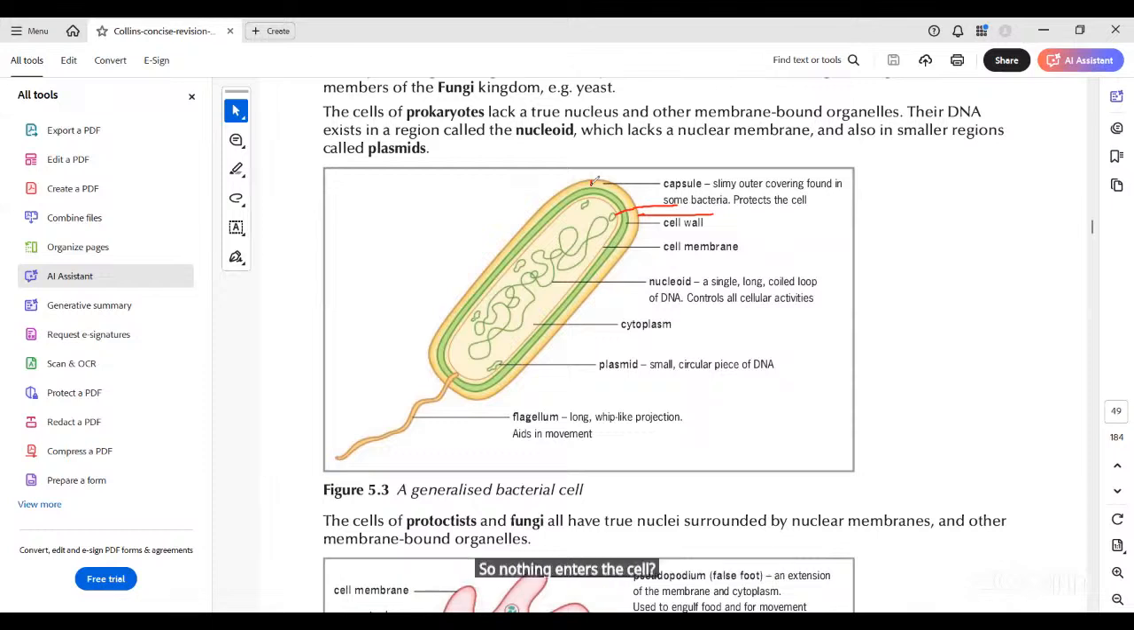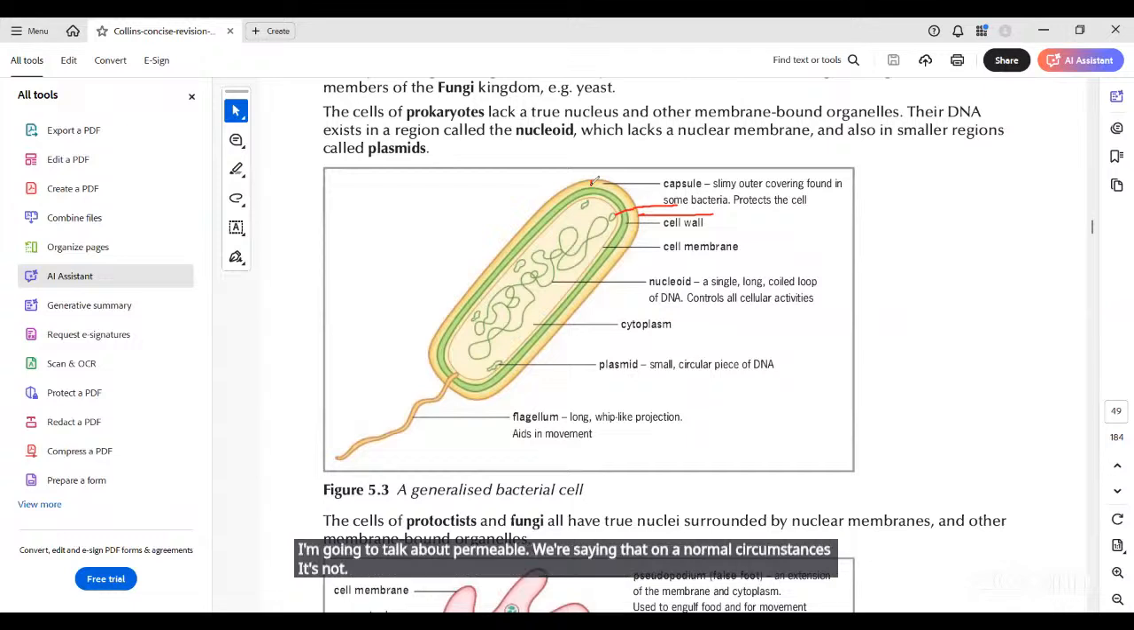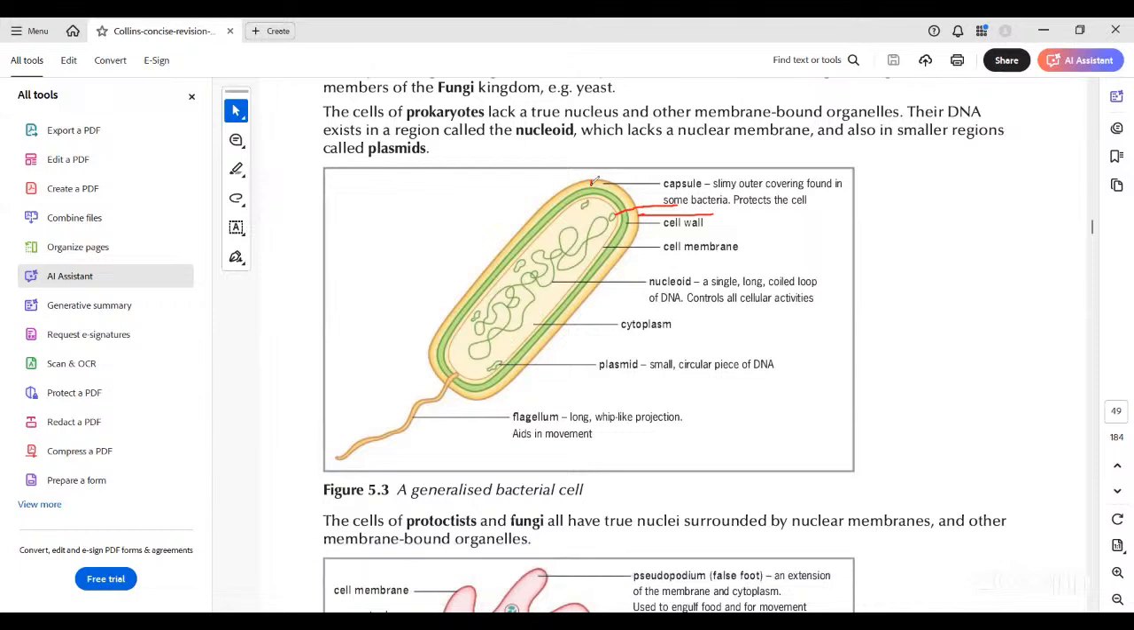All right, so when we talk about permeable, we're saying that under normal circumstances, it's not. But if a chemical, you know that chemical would eat its way through. Yes, sir, it would. So permeable and semi-permeable would really mean that under normal circumstances, can substances go through it? Right? But a chemical is really not normal circumstances. Okay. Okay, sir, thank you.